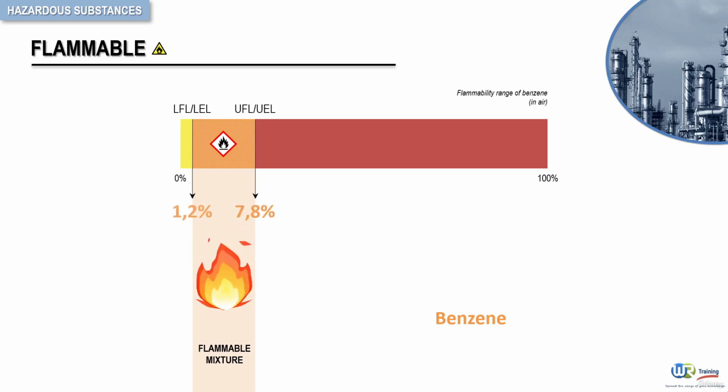The mixture will not burn when the composition is lower than the lower flammability limit. When the composition is lower than the lower flammability limit, the benzene-air mixture is too lean for combustion. The mixture is also not combustible when the composition is too rich, that is, when it is above the upper flammability limit. Keep in mind a mixture is flammable only when the composition is between the LFL and the UFL.